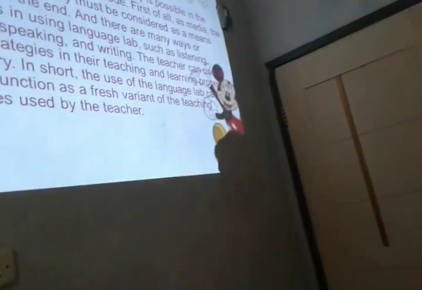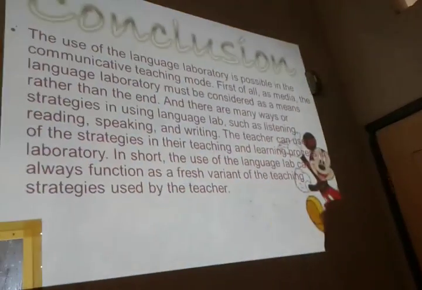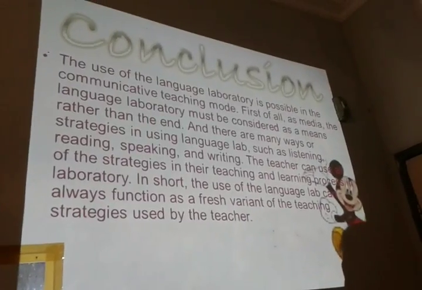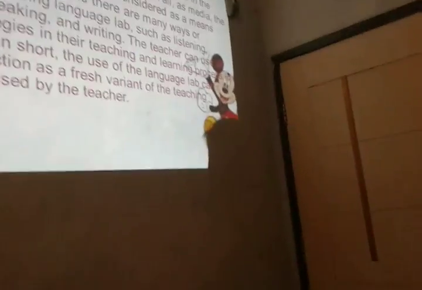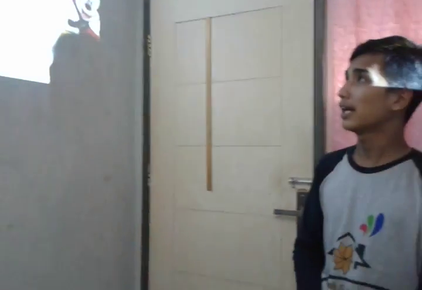Last, the conclusion. The use of the language laboratory is possible in communicative teaching media. First of all, as media, the language laboratory must be considered as a means rather than the end. And there are many ways or strategies in using the language lab, such as listening, reading, speaking, and writing.